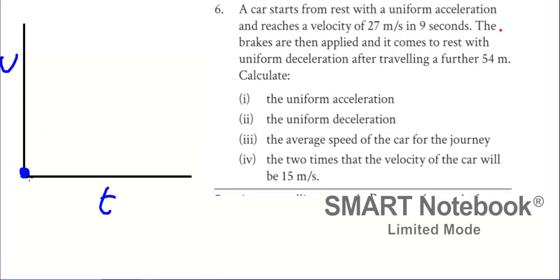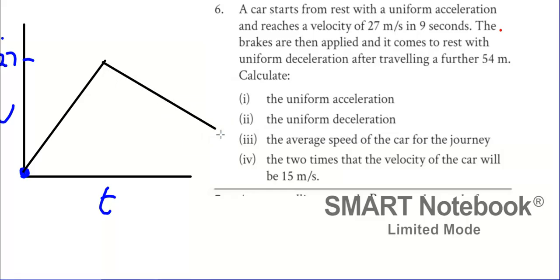We accelerate. So what way should I point my graph? Upwards. It reaches a peak of what? 27. So the peak is 27. Is that okay? Okay, excellent. Now, next thing, we immediately decelerate. We don't stay at that speed. We immediately decelerate.